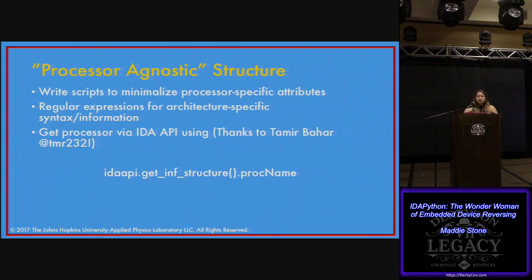And so thanks to Tamir Bahar, he was the one who pointed me in the direction of this IDAPython API call, get_inf_structure, which will return the IDA information structure associated with your database. In there they have a processor name variable. It is valuable. And so by using that, the script will automatically look up which processor you're running on. It will check if you have put in regular expressions for that processor, and then it will just automatically take them and run with it.